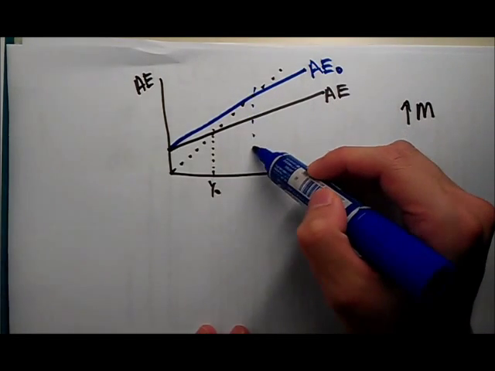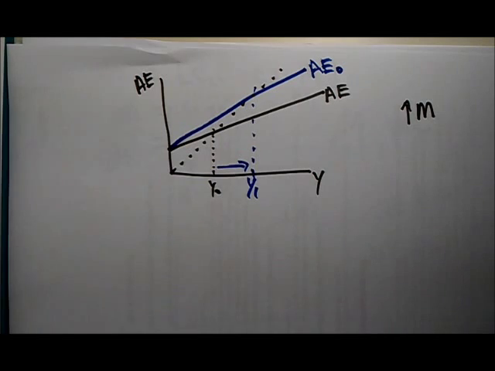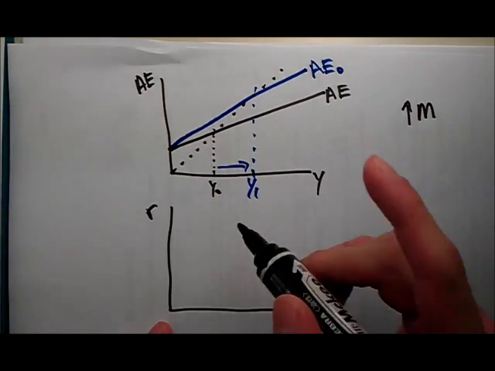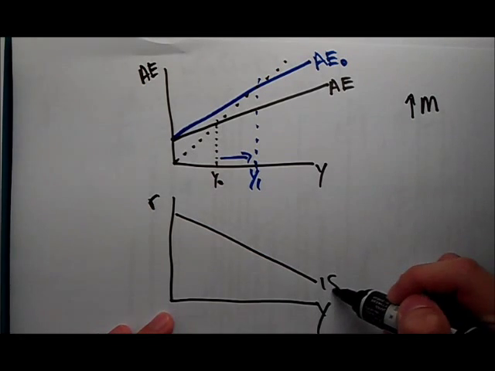How to remember this? You just have to know that if the multiplier is bigger, basically we are going to end up at a higher income. So let's compare this to our IS-LM model. Just look at the IS.